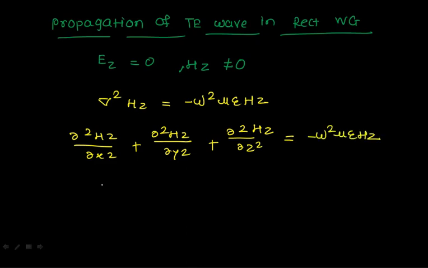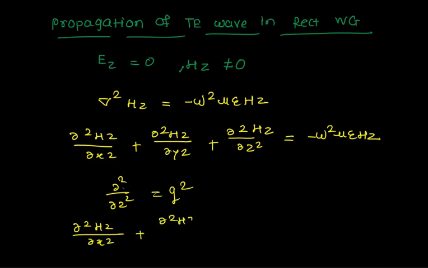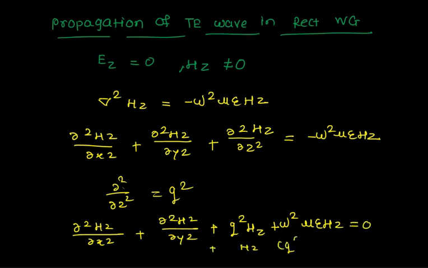We know that the second operator d square by dz square is nothing but gamma square. So put those values here: d square Hz by dx square plus d square Hz by dy square plus gamma square Hz plus omega square mu epsilon Hz is equal to 0. If you take Hz common, this becomes gamma square plus omega square mu epsilon, and we know this is the constant which we defined earlier, that is h square is nothing but gamma square plus omega square mu epsilon.